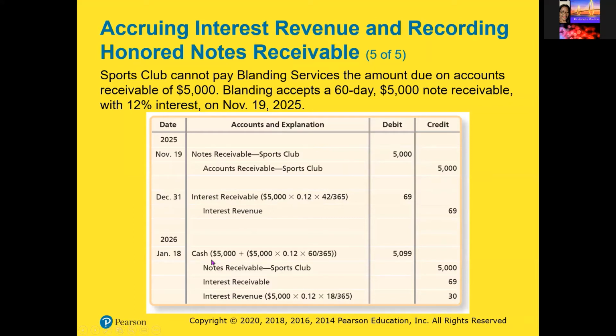You have cash, receiving cash, debited for $5,099. Notes receivable is credited. Interest receivable is credited for $69. Interest revenue is credited for $30.